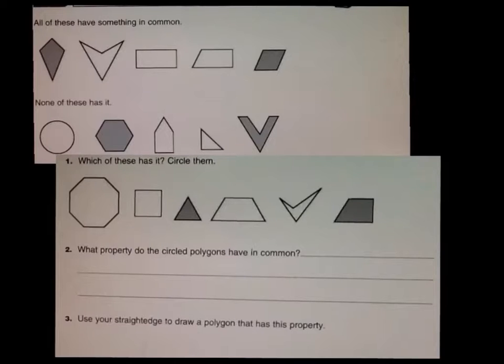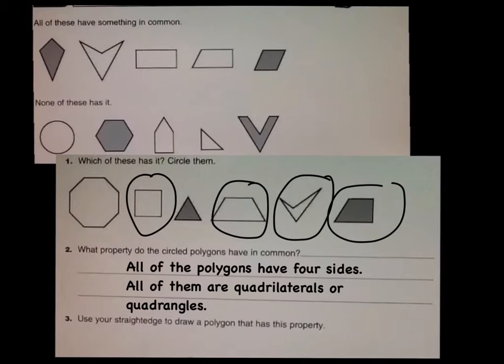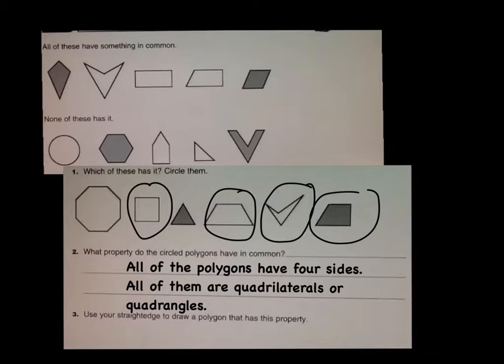Which of the shapes did you circle in problem 1? Yes, you should have circled the square, the two trapezoids, and the other quadrangle. I know that many of you noticed that all of the polygons have 4 sides. All of them are quadrangles or quadrilaterals. Down at the bottom then, you could have drawn any shape that had 4 sides and 4 angles.